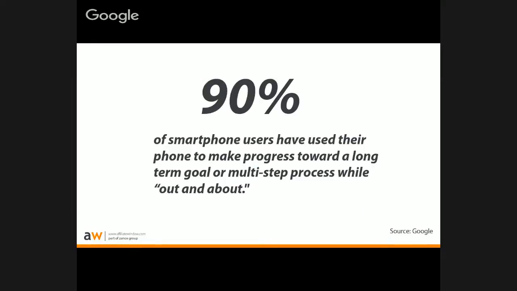I actually think this statement sums up better than most others the principle that underpins the need for cross-device tracking, not only in our industry, but in all online marketing. It comes from a study that Google did: 90% of smartphone users have used their phone to make progress toward a long-term goal or multi-step process while out and about. The key takeaway from this statement is the multi-step process, because that's exactly what our cross-device tracking technology aims to capture.